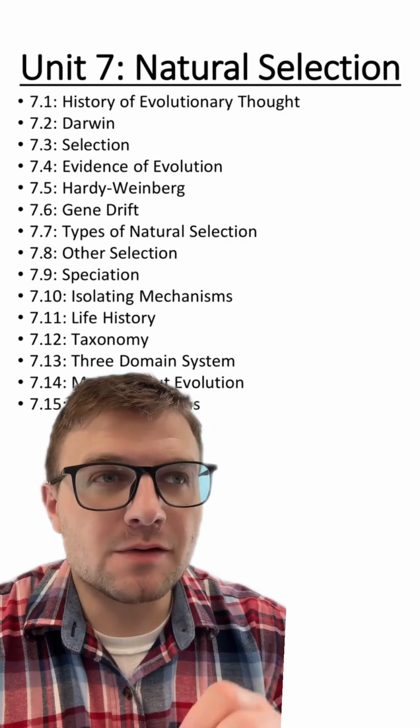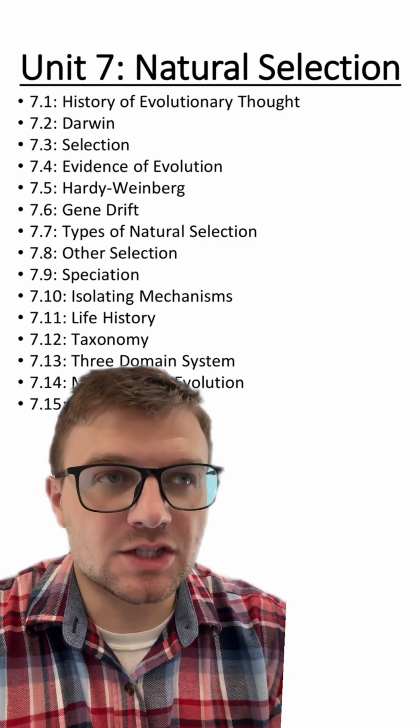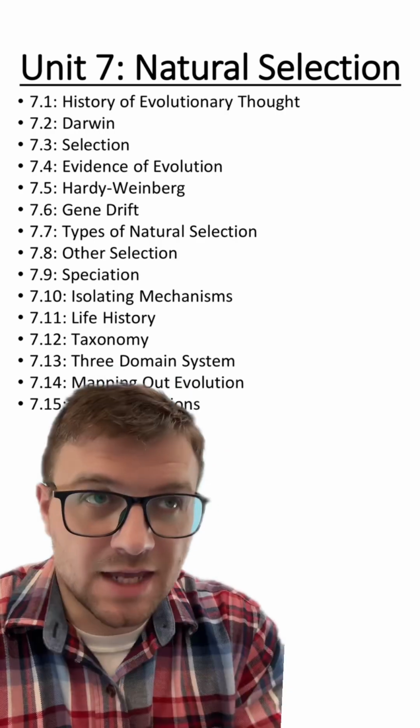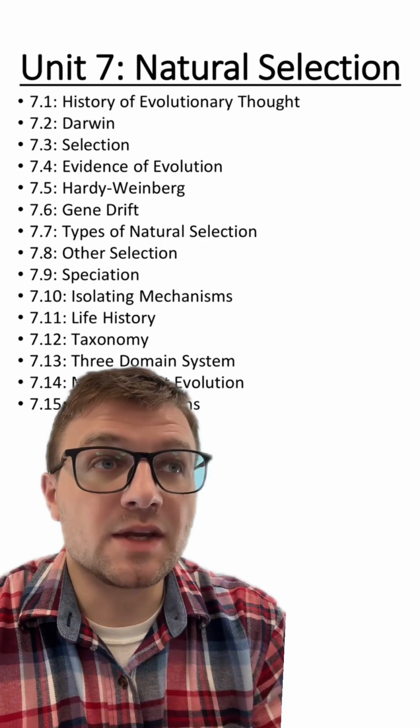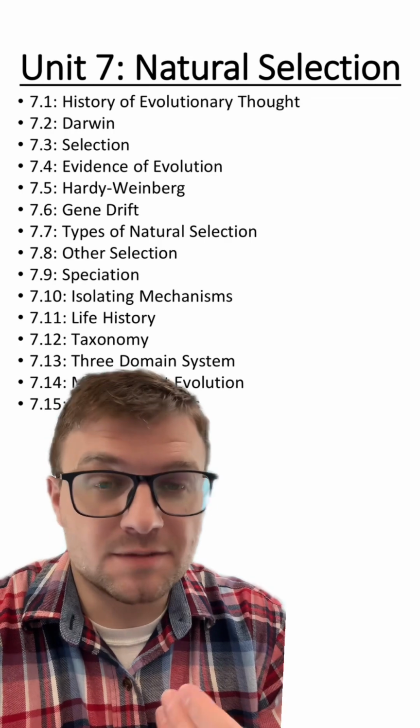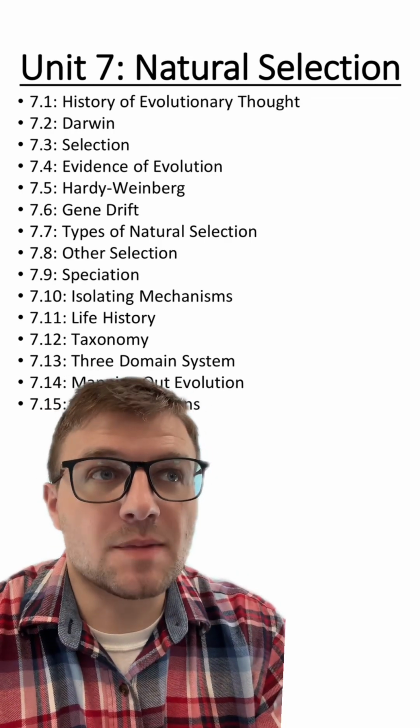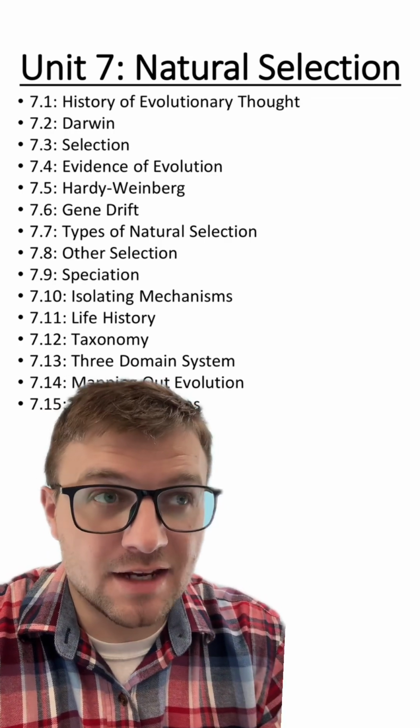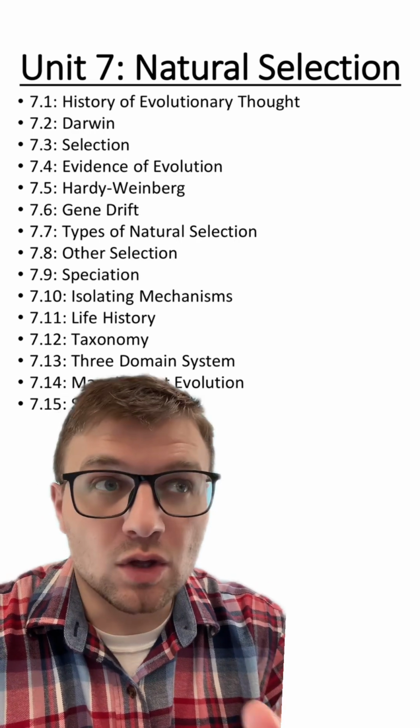Remember, up until this point, we've been talking about how different types of selection can change a species. Sometimes a group of organisms will become a new species, which is called speciation. In this section, we're going to talk about how different types of isolating mechanisms can achieve that goal of speciation.